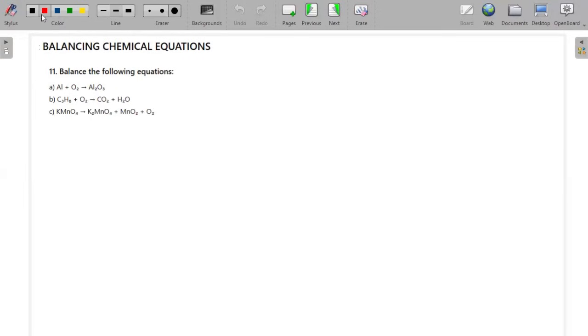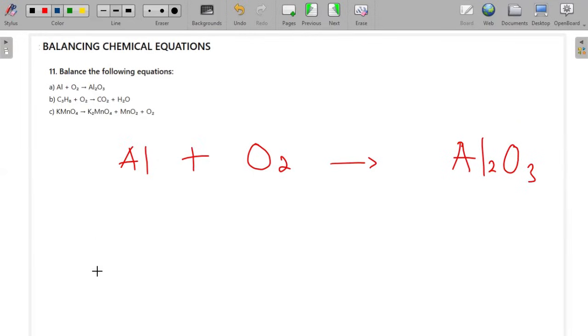So the first one is Al, which is aluminium, plus O2, giving me Al2O3. So we balance this by intuition. First of all, we balance any atom apart from oxygen and hydrogen if you have it in the equation. So let's try to balance Al. On my left, I only have one. On my right, I have two. So I'm going to put a 2 in front of Al there, meaning I have 2 aluminium on my left and 2 aluminium on my right.